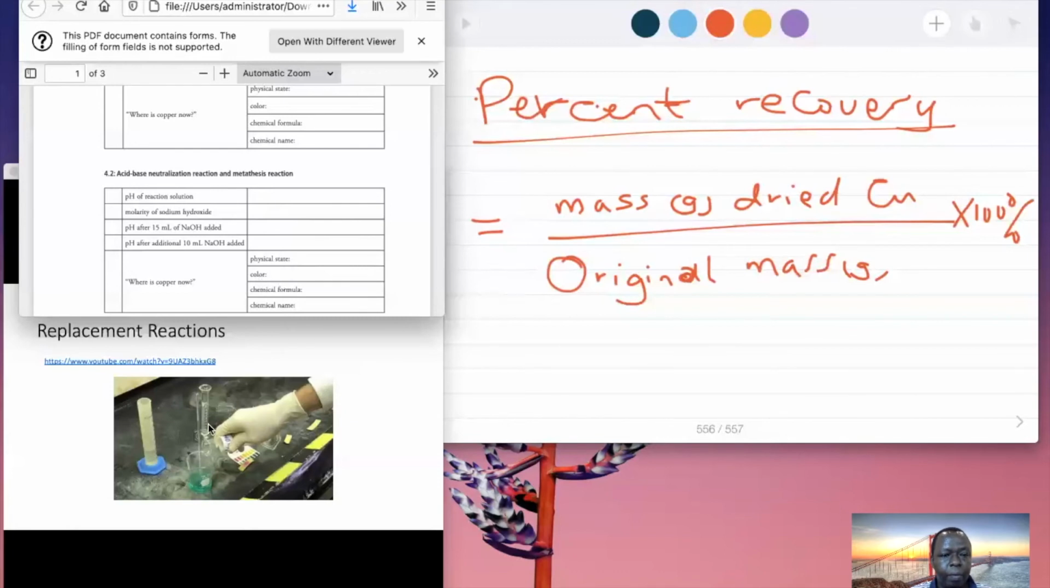Indicate the color of the solution, where copper is, the chemical formula, and the chemical name. If you don't give me the physical state, as it should be, you'll get it wrong. If you don't give me the chemical formula and the chemical name, or if you get it wrong, all right, you lose points for that. So for this information, I'll recommend that you look at the demonstration as well as the background procedure in the manual.